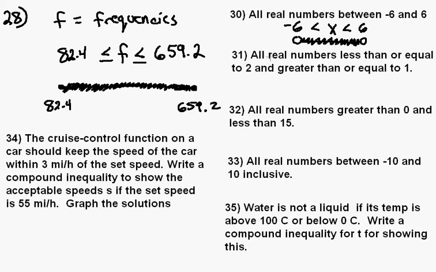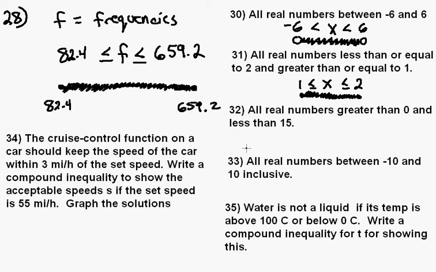Okay? Now, all real numbers less than or equal to 2 and greater than or equal to 1. So think of this. I'm going to have x, so it's going to be greater than or equal to 1, and it's going to be less than or equal to 2. So this is going to be a closed circle at 2, a closed circle at 1, and we're going to darken the line showing that any one of those points in between those numbers, as well as the numbers themselves, will make that inequality true.